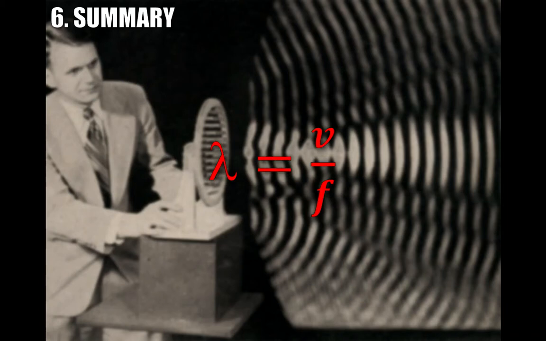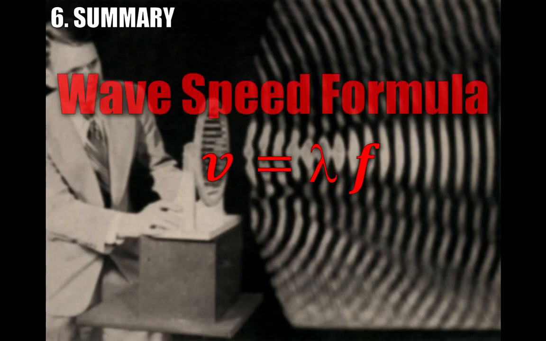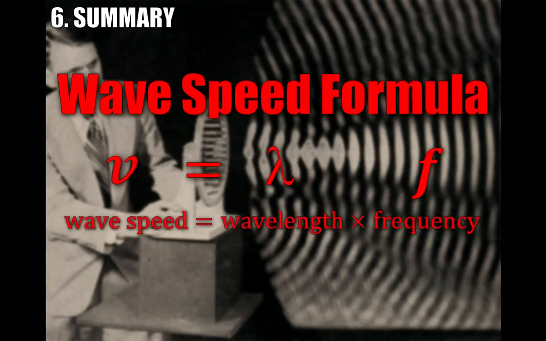Now I'll just do a little bit of algebra to manipulate this into a more nicely written form in which we solve for the wave speed. So we'll multiply both sides by frequency. That'll cause the frequency to move to the left side. And now we'll just rearrange the variables, and we have the Wavespeed formula, which says that wave speed is equal to wavelength times frequency.